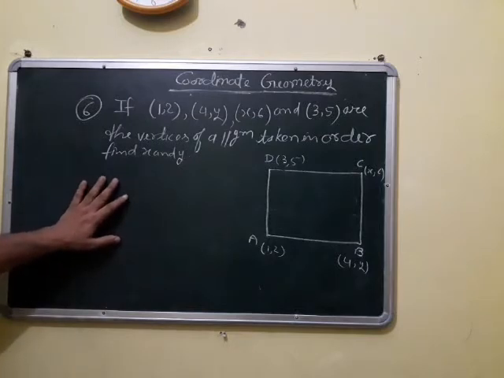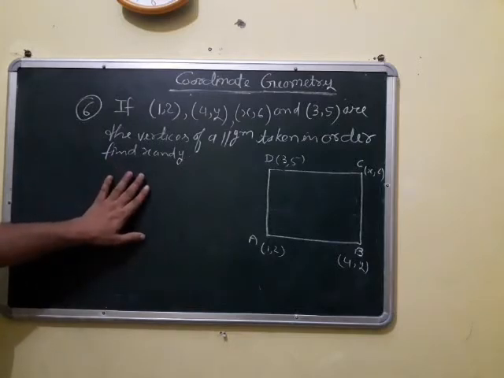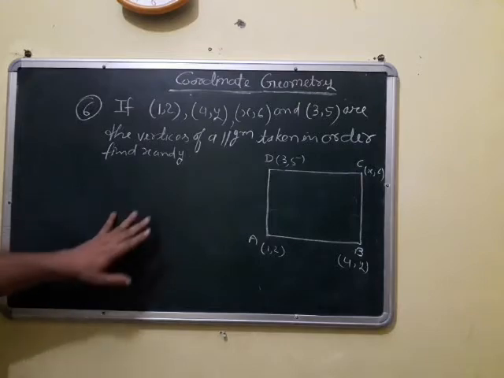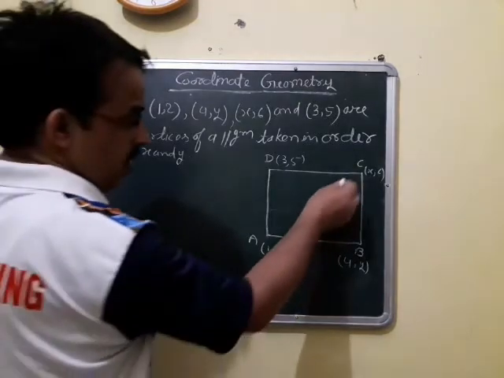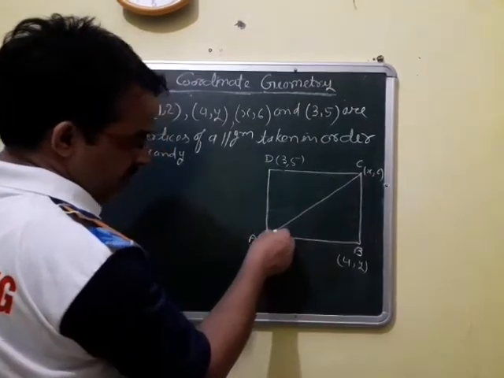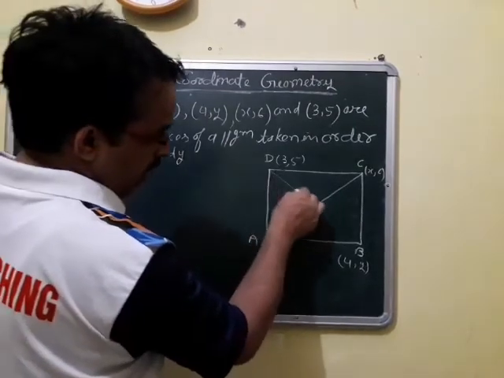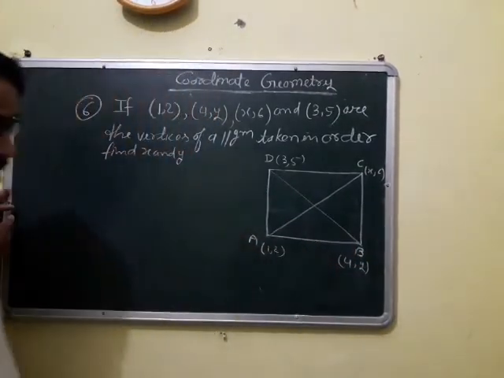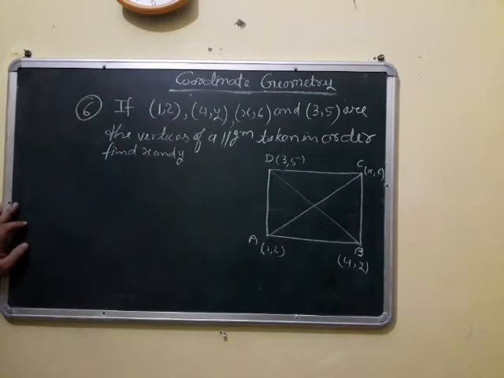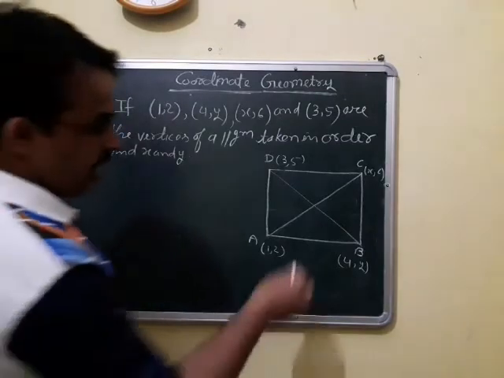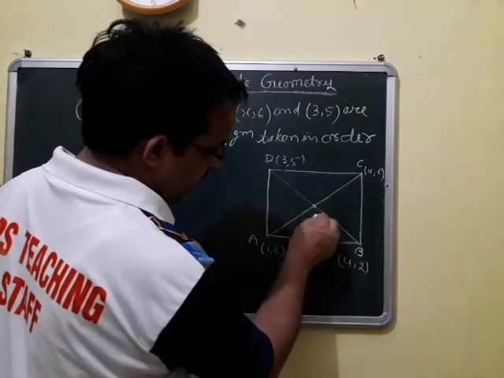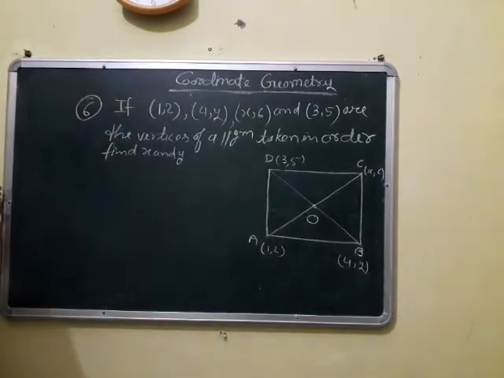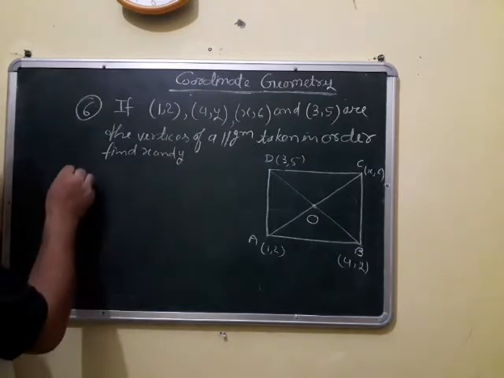We know that the diagonals of a parallelogram, AC and BD, bisect each other. Bisect means they divide each other into two equal parts. Clear? They bisect each other at O, so O is the midpoint. Let us see the solution.